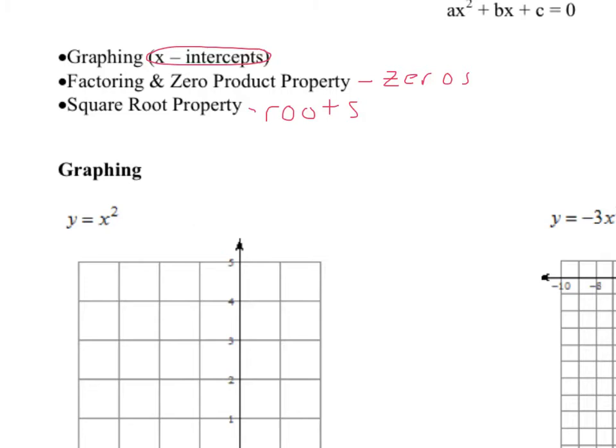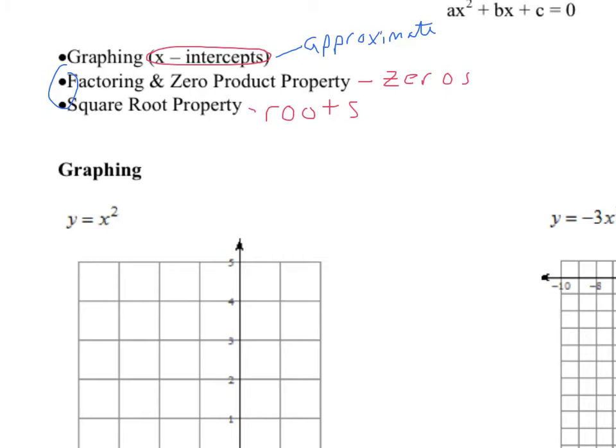So x-intercepts, zeros, roots all pertain to solutions of quadratic equations, with one caveat, and that is that when you solve by graphing, these are approximate solutions. So to get exact answers, you would want to get them by factoring or the square roots property. But sometimes graphing does give you a nice answer when it goes through nice coordinates of the grid, but it does not always go through those coordinates. So exact answers are best found by these two methods here.